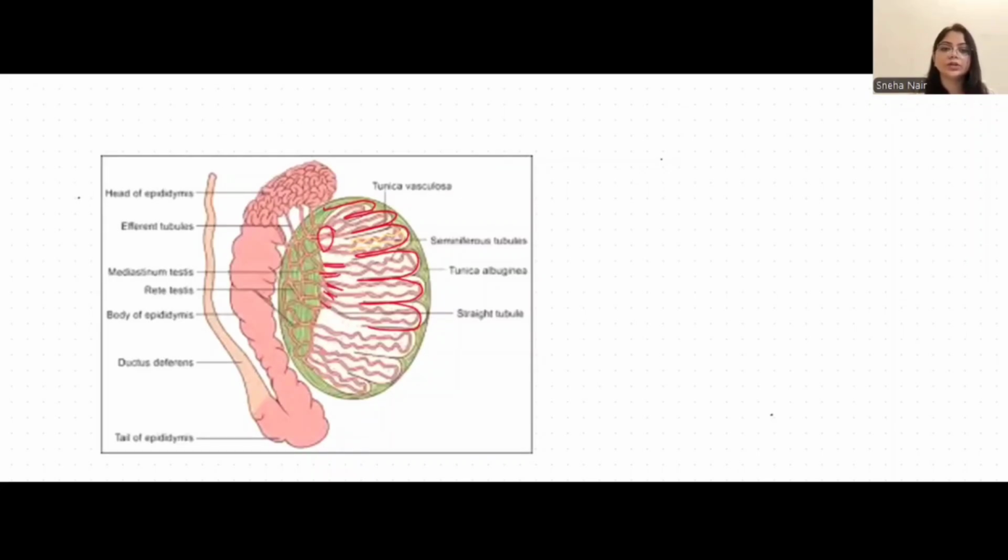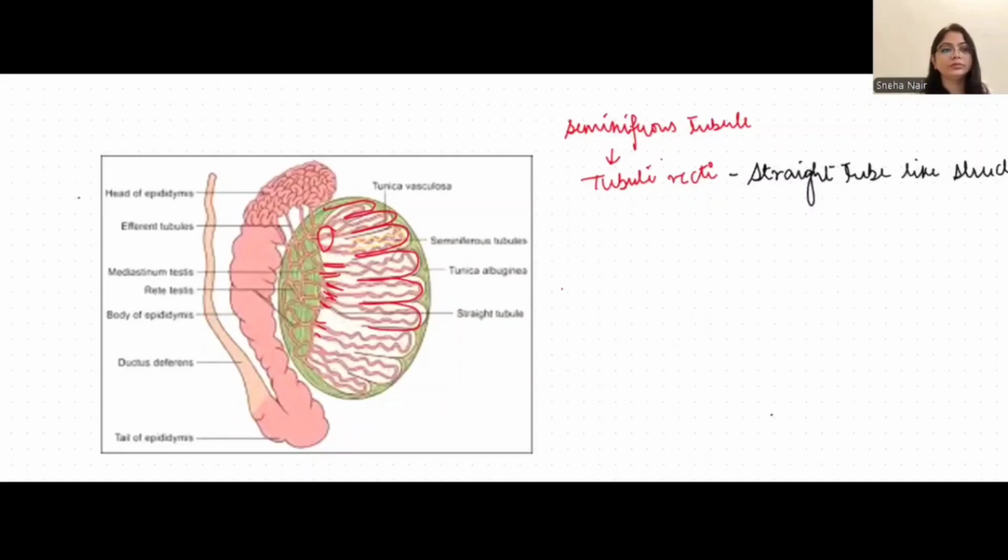All right. So the seminiferous tubule opens into the tubuli recti. That means the sperm move from the seminiferous tubule to the tubuli recti, which is nothing but straight tube-like structures.